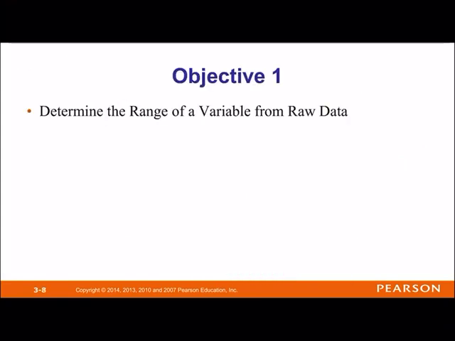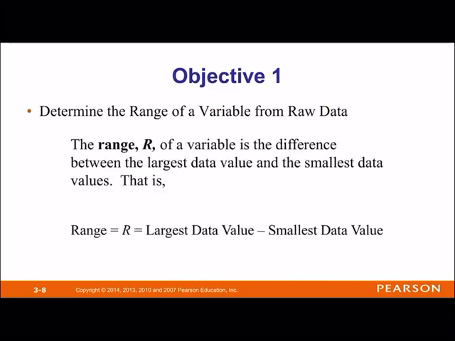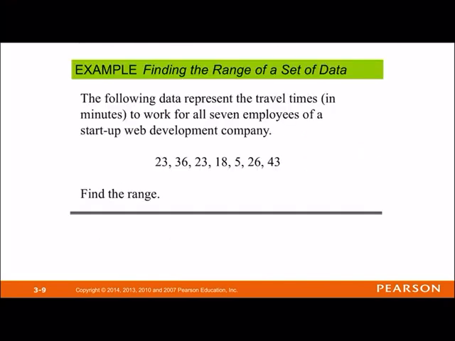So now we're really into our objectives here, and objective number 1 is going to be to determine the range of a variable from raw data. The range of a variable is the difference between the largest data value and the smallest data value. Or in other words, range R equals the largest data value minus the smallest data value. That is it. There's nothing odd about this. It's just the highest value minus the lowest value.